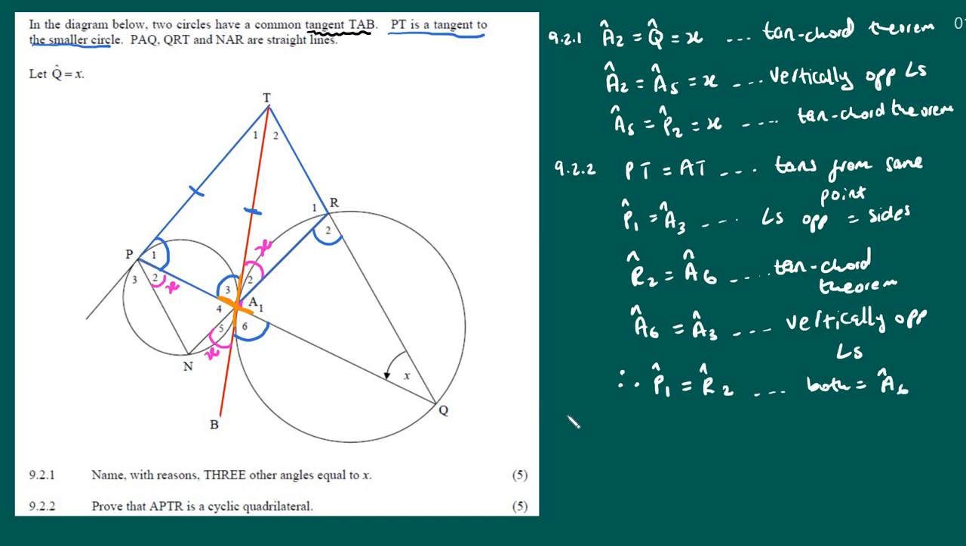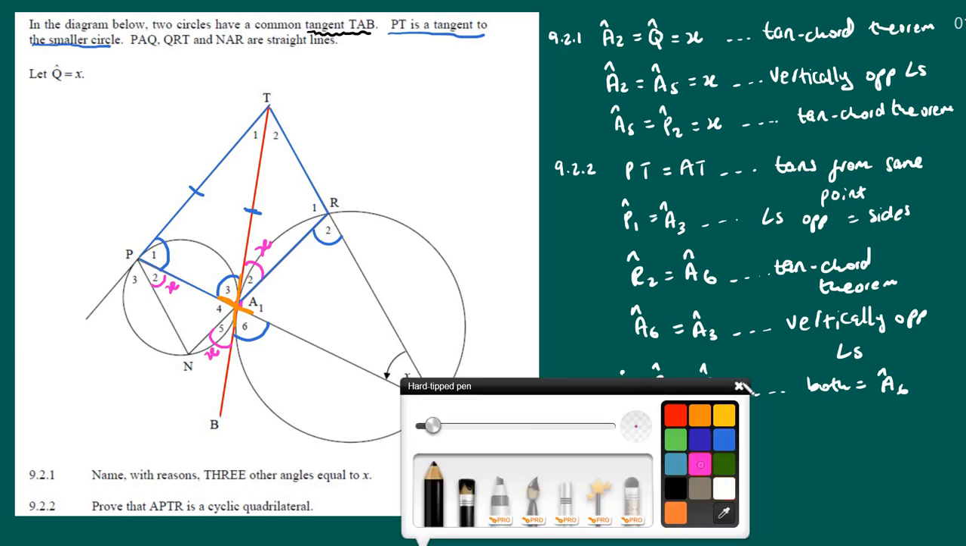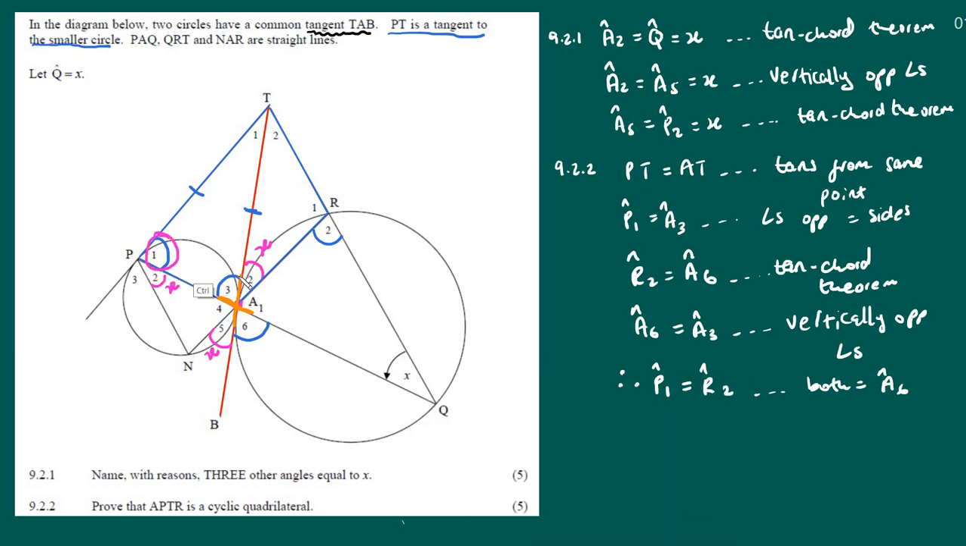So you asked, why is it that P1 is equal to A6? Oh, okay. Remember, P1 is equal to A3. Check this part. These P1 and A3 are one and the same thing. So I can actually write that this is P1 here. So R2 is equal to A6 and P1 is also equal to A6. So both of them will be equal. You get me?